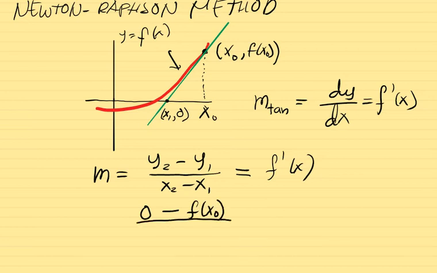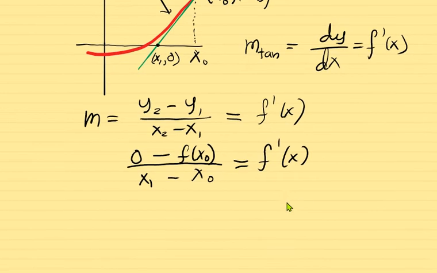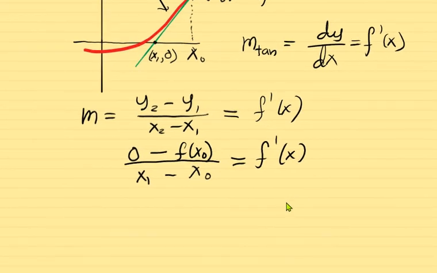Then we divide this one by x2 minus x1. Our x2 here is x1, this point. Then we subtract x0, and this will be equal to f prime of x. Then what we want to solve here is our new approximation. Our new approximation will be x1, and our initial approximation is x0.